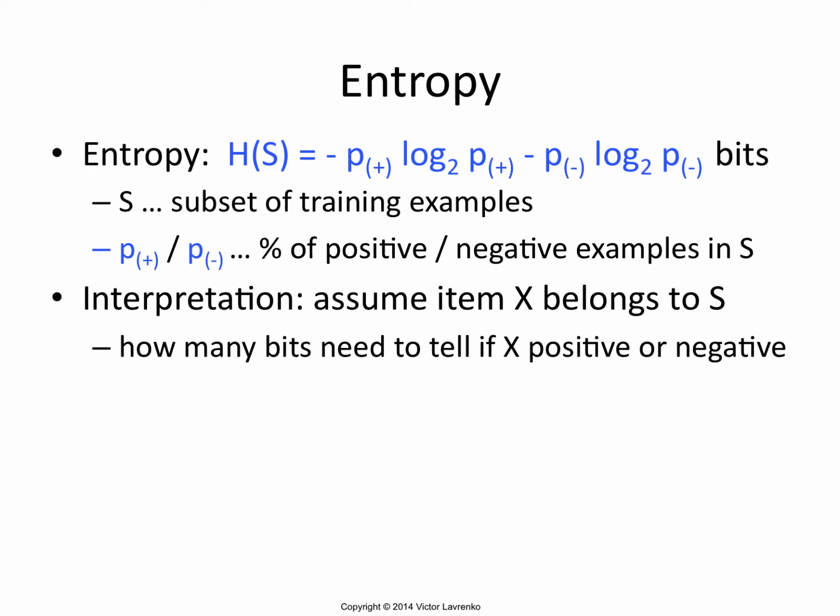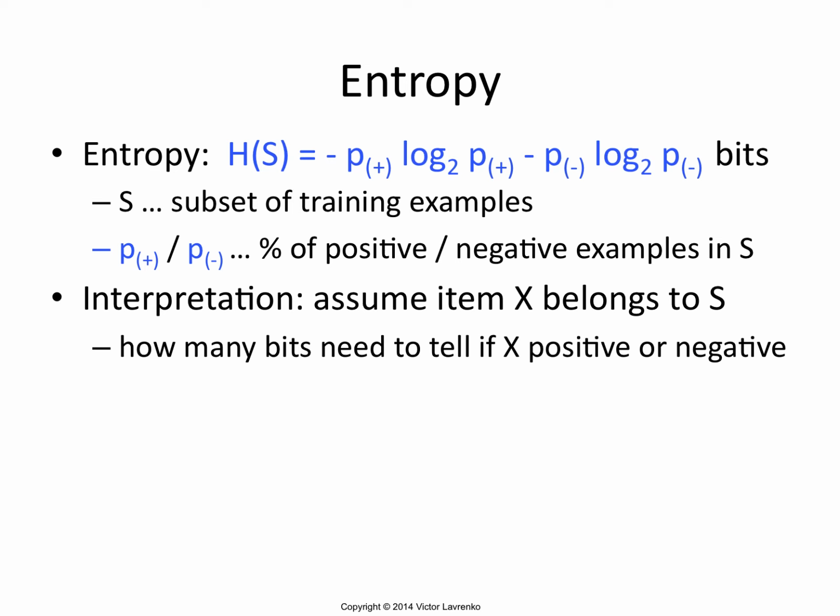So if the subset is completely pure, you don't actually need any bits. If the subset is all positive, you pick any random element from the subset and you're guaranteed that it is positive. So you don't need any bits to determine whether it's positive or negative. You know that it's positive.